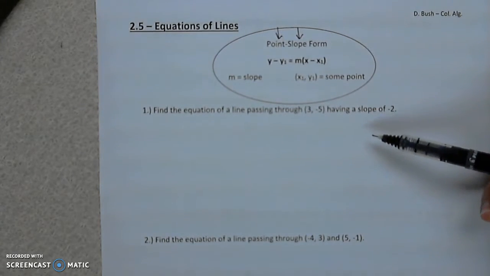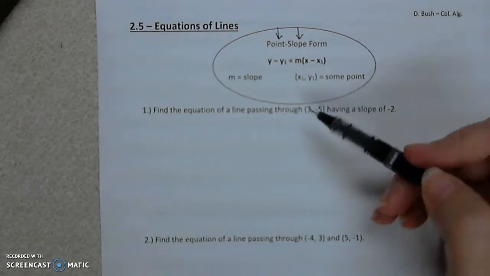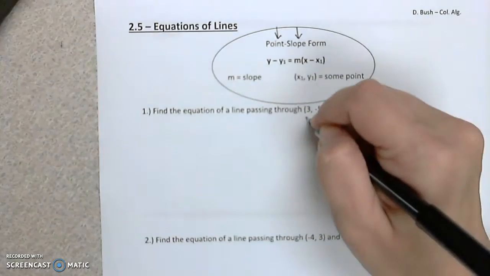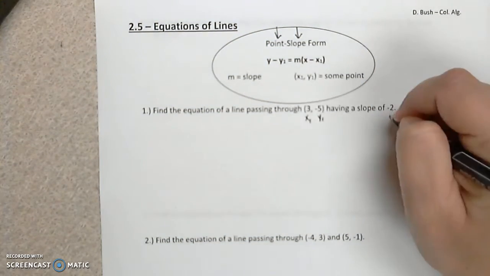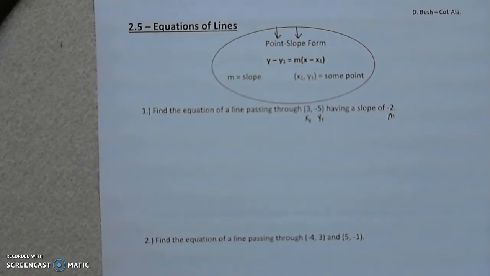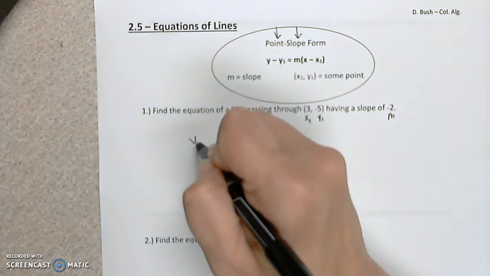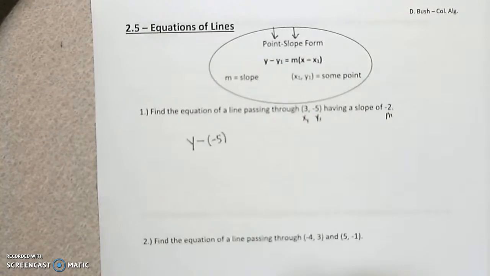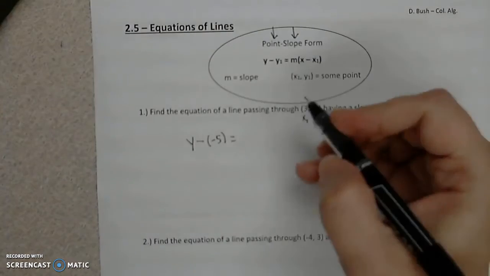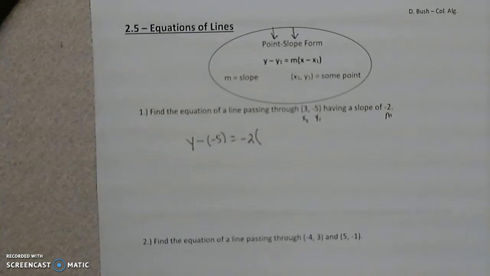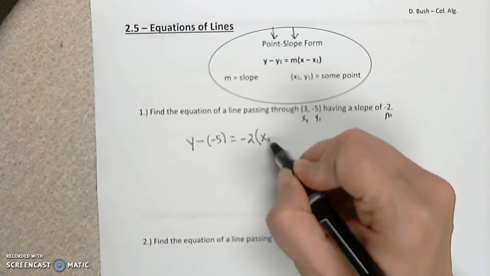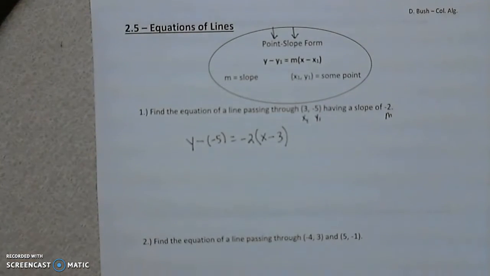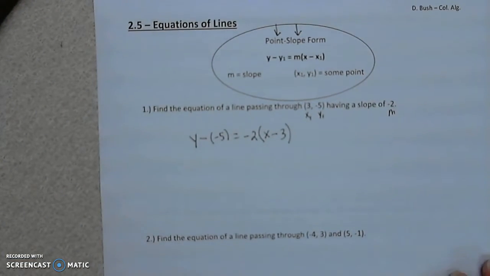Alright, so let's take a look at the first one. It says find the equation of a line that's going to pass through the point 3, negative 5, and it has a slope of negative 2. So here is our x1, our y1, and our m, and we're going to fill them into the form. So we'll have y minus y sub 1, which is negative 5, so make sure you get that in there correctly. M is negative 2, and we're going to multiply that times x minus x sub 1, which happens to be 3. Then we're going to simplify this into an equation.